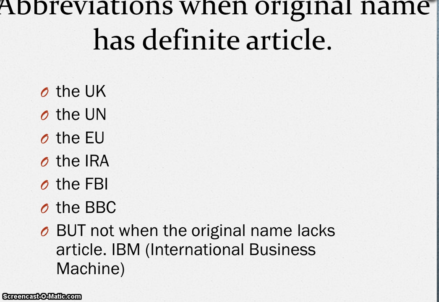You also use the definite article with abbreviations when the original name has a definite article, such as the UK, which is abbreviated from the United Kingdom, the UN, the EU, the IRA, the FBI, the BBC. However, when the original name lacks an article, you don't use it in the abbreviation either, such as IBM.